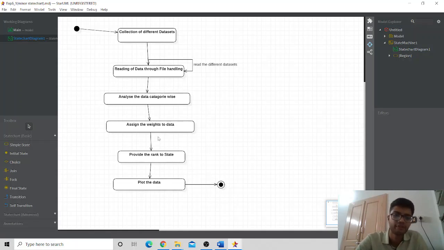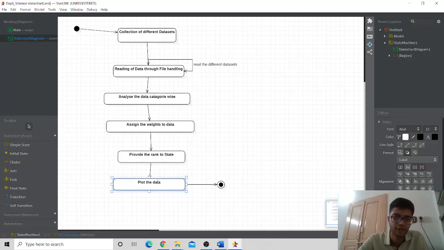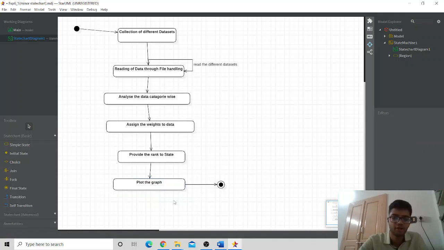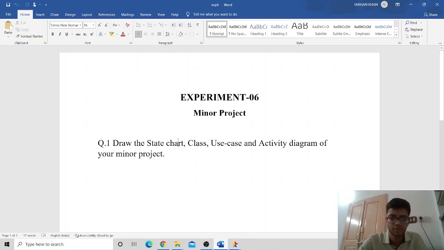And after that, we provide the rank to the state. There is one more class or state which assigns the rank to the state based on the performance on the score. And after that, we plot the graph. Okay, plot the graph, and then we come to the final state. So this is the state chart diagram of the minor project. And now let's move to the class diagram.